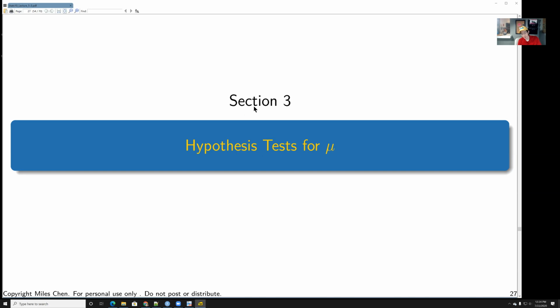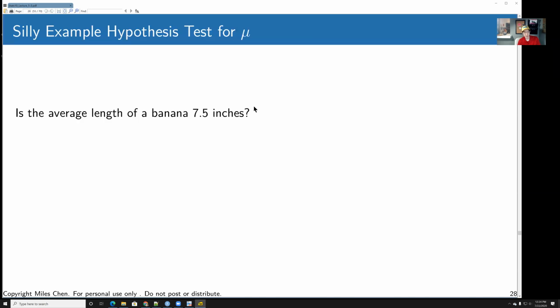Okay, and then so now we can do hypothesis tests for mu, and I'm just going to dive in straight with an example. Okay, not even going to bother setting it up. So we'll say, is the average length of a banana 7.5 inches?